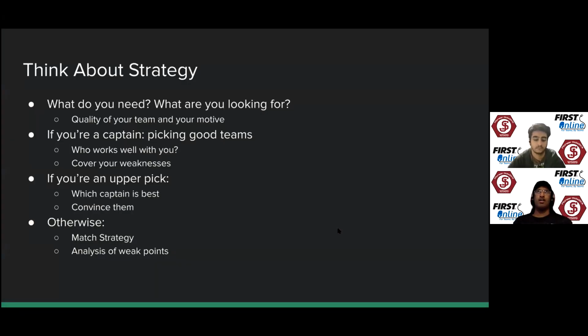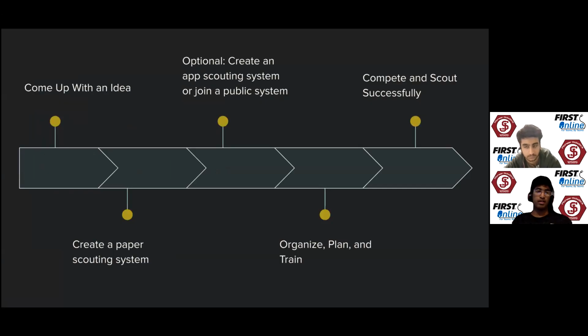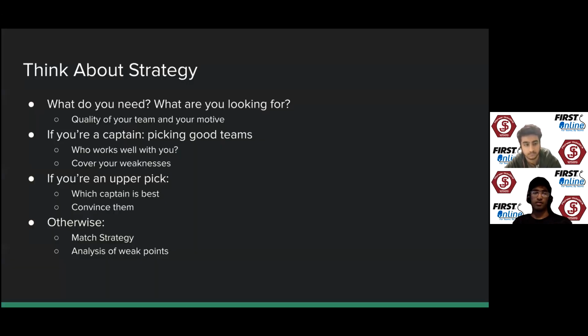So now, when you're creating a scouting system, you need to develop it, right? That was the first step. If you go back, we need to come up with an idea, we need to develop. So when you're developing a scouting system, the first thing you have to do is sit and brainstorm. I'm sure many of you are familiar with this as the first step of developing anything. You need to think about strategy, especially. You think about what you need and what you are looking for.